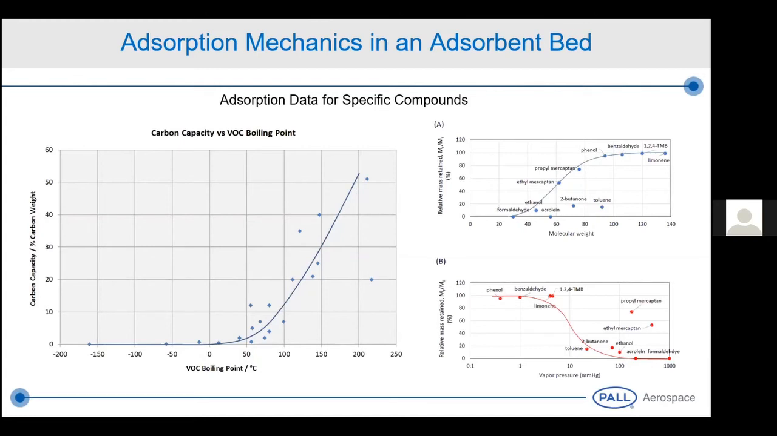On the right hand side, you can also see some of the testing that we did by feeding a cloud of VOCs, so a mixture of VOCs, and it's showing a very similar trend. The molecular weight being related to the boiling point, we see the same trend. As the molecular weight increases, so does the relative mass retained, or the capacity of the material to retain that particular compound.